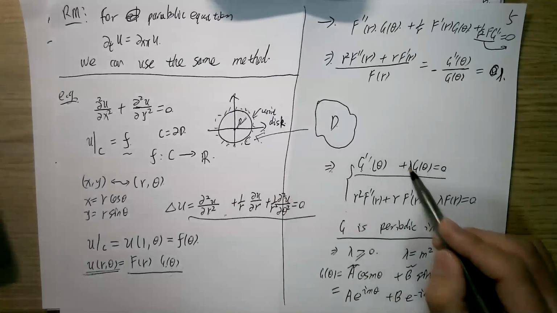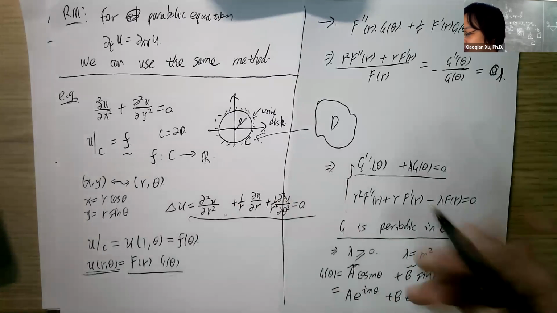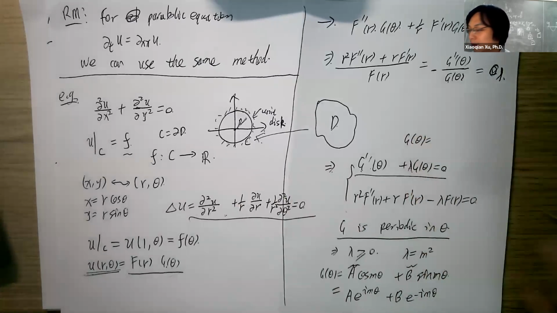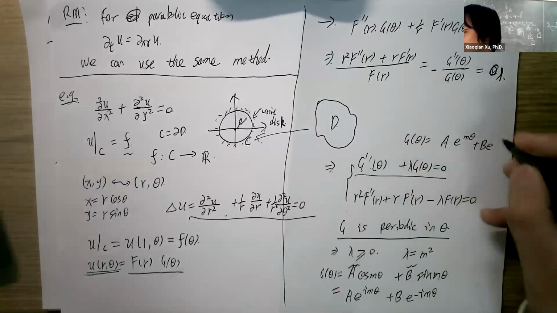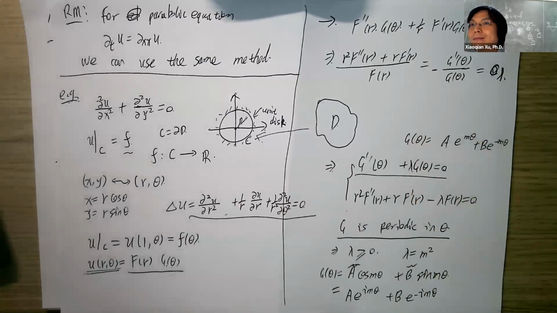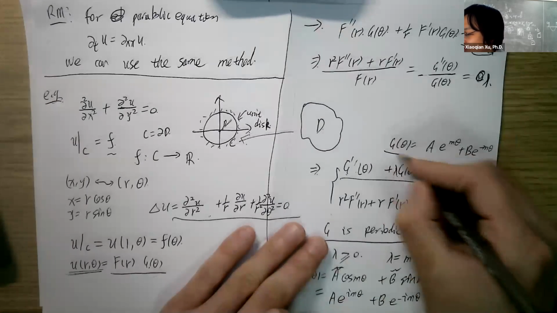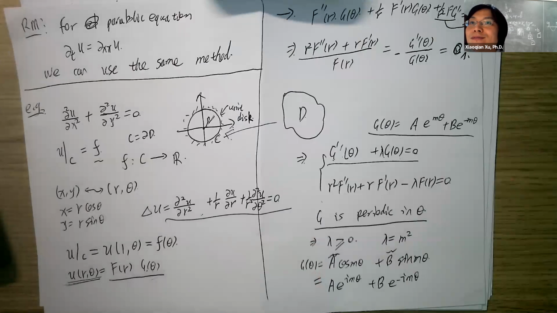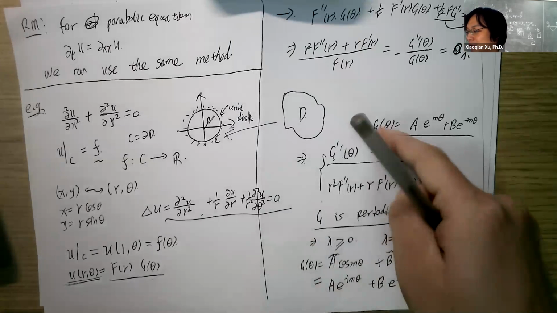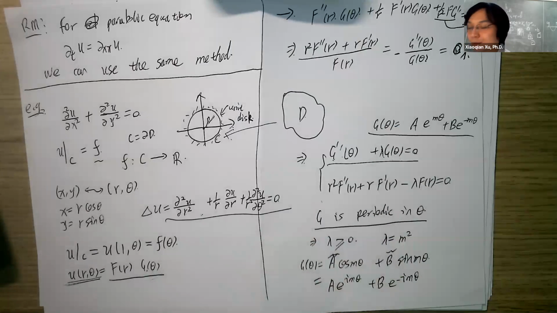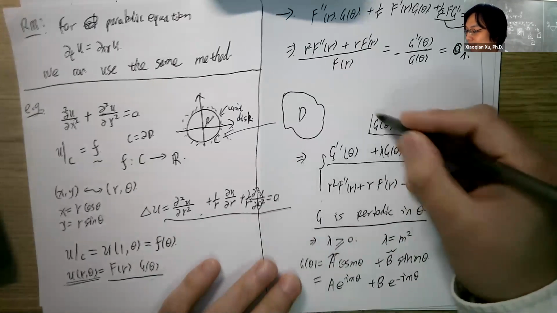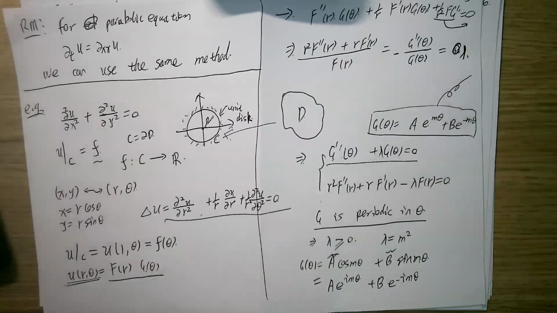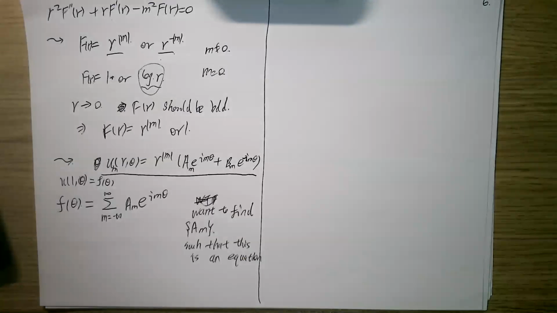So if lambda is less than 0, then this G of theta should equal A e to the M theta plus B e to the minus M theta. But this function can never be periodic, right? You can say that G of theta plus 2 pi equals G of theta. Why we cannot have lambda less than 0? Okay, got it. Thank you. Any other question?